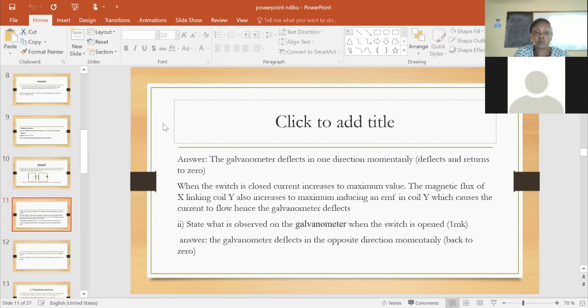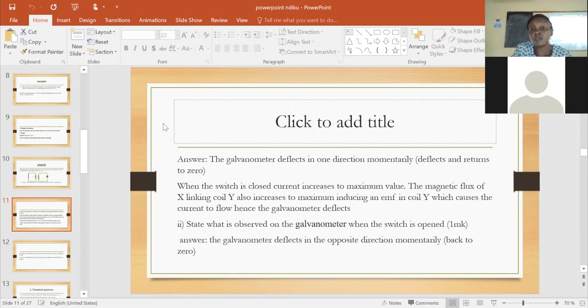We have number 2 of the question. State what is observed on the galvanometer when the switch is open. We have the answer: the galvanometer deflects in the opposite direction. If you look at these two answers, in the first question, the student was not specific about which direction the galvanometer was deflecting. That made him or her safe. The question was not concerned with whether to left or to right.